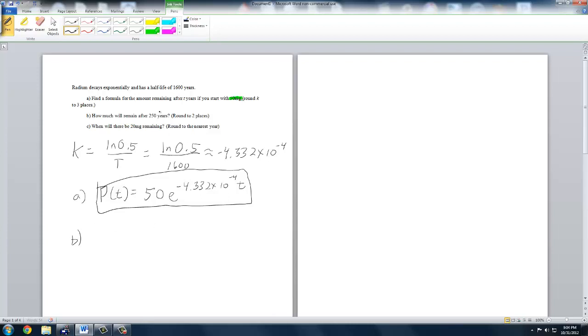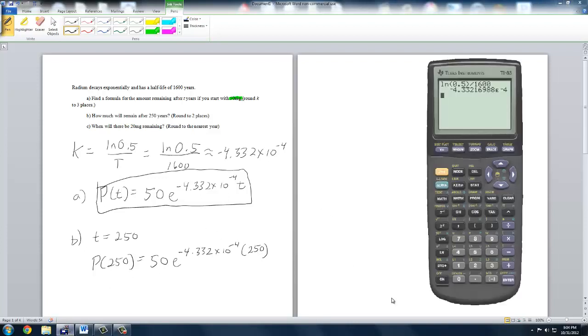How much will remain after 250 years? Well, how much will remain after 250 years is just when t equals 250. So this is P of 250, and this is equal to 50 e to the negative 4.332 times 10 to the negative fourth times 250. And so then we just number crunch this to get our answer.